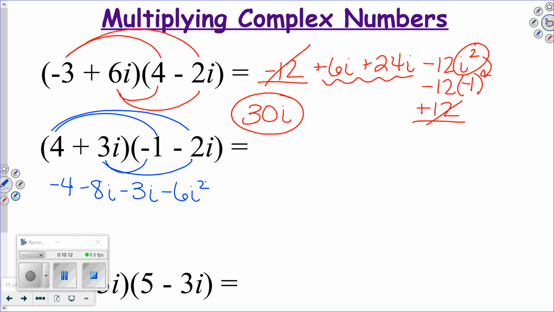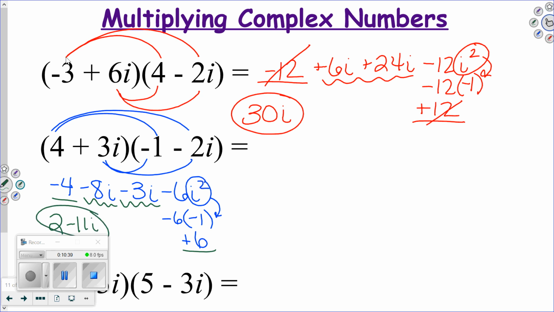And we know i squared is negative 1. And negative 6 times negative 1 is positive 6. All right, so like terms. Negative 4 plus 6. Negative 8i minus 3i. And we're done.